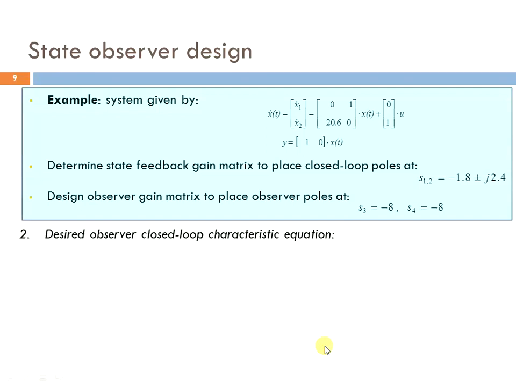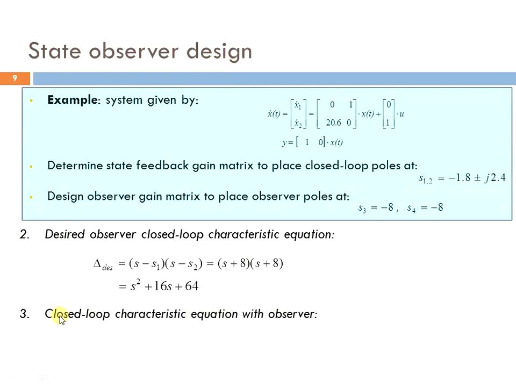The next step is to define our desired observer closed loop characteristic equation, similarly to what we did for the state feedback control design. In this case, this is constructed from the given observer poles. We have observer poles given by s sub 3 and s sub 4, and again the closed loop characteristic equation is basically an expansion of the factors in s, whose roots correspond to the desired observer poles. When we expand that, we end up with a polynomial s squared plus 16s plus 64.